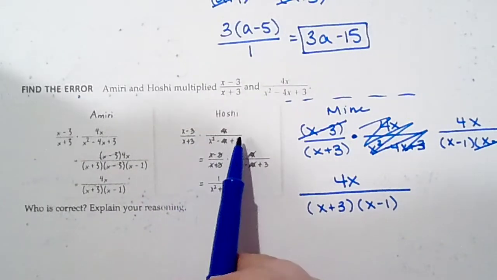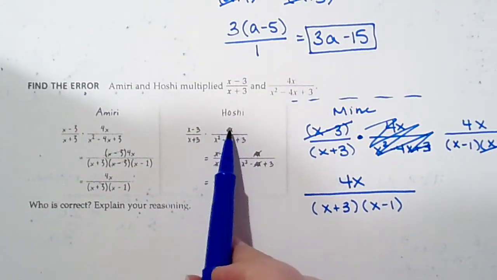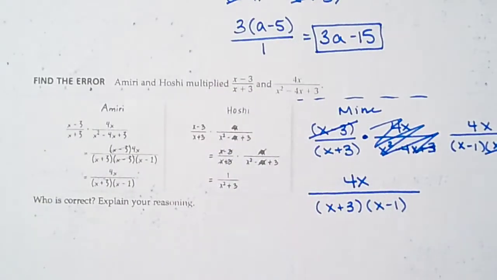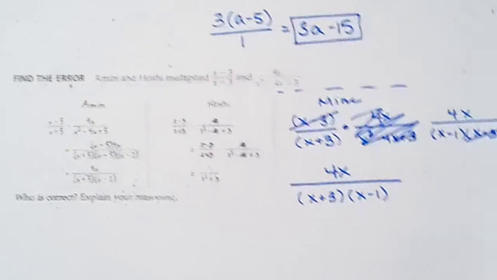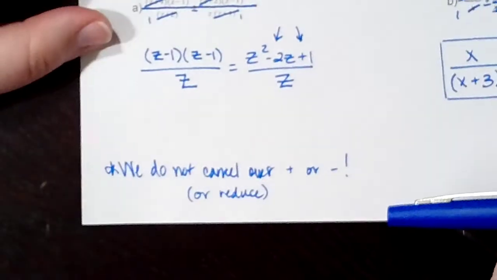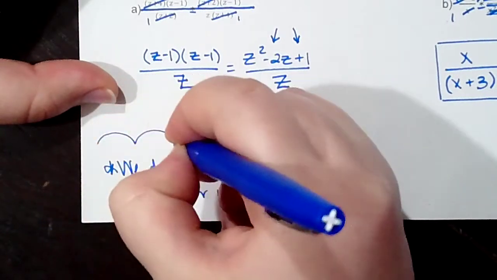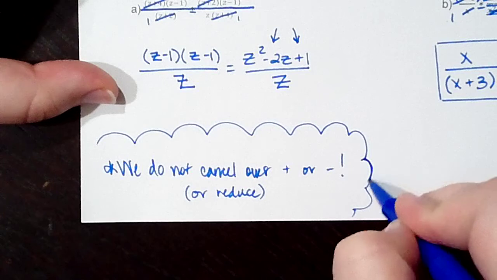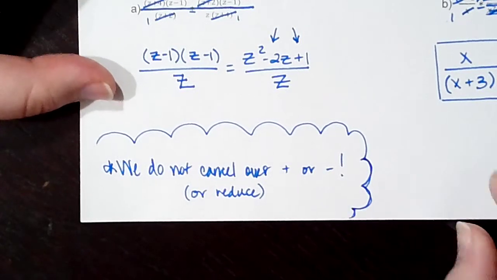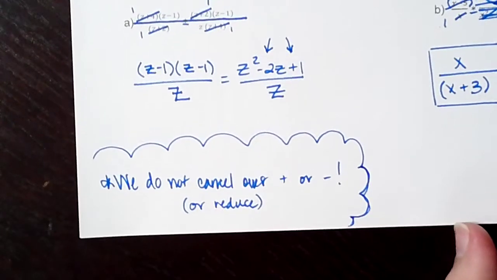All right, Hoshi started off by writing them, but the first thing they did was cross out those 4 x's that were there. However, why can't they do that? Well, because if you remember our second little cloud of death down here, technically it wasn't a cloud. I didn't cloud it in. Hold on, I'll do that for you so you don't feel slighted. This is our second cloud of death. We do not cancel over addition or subtraction.